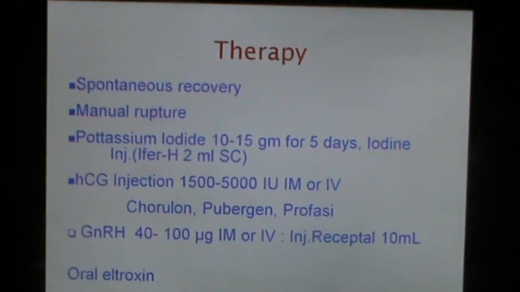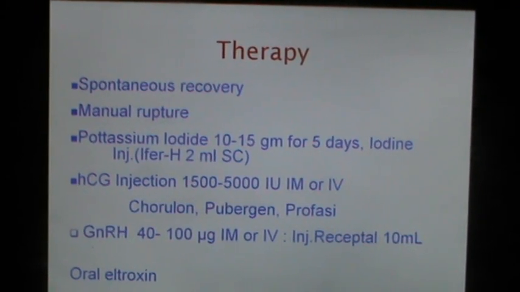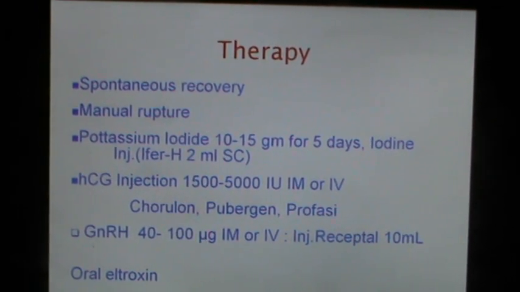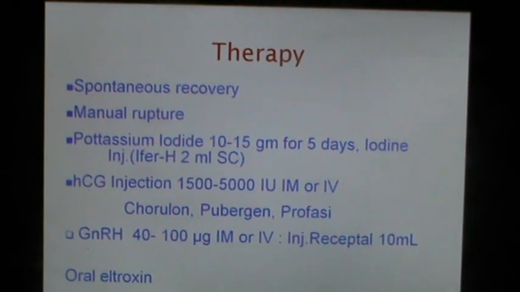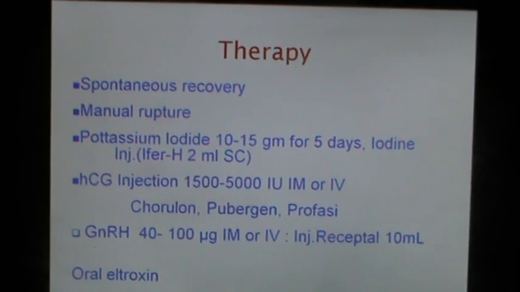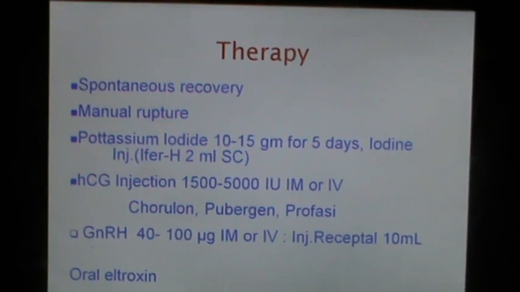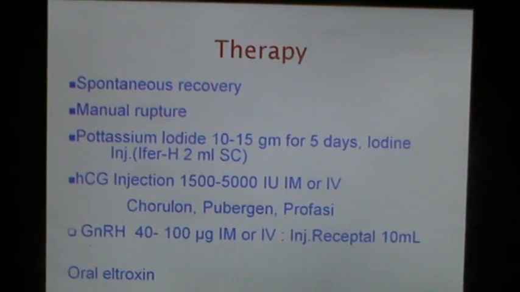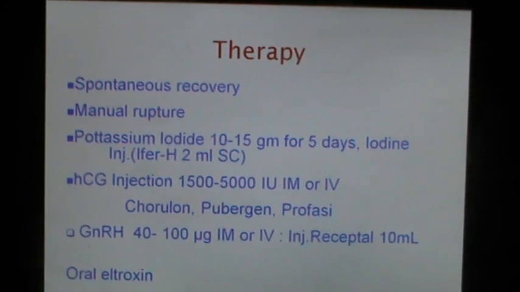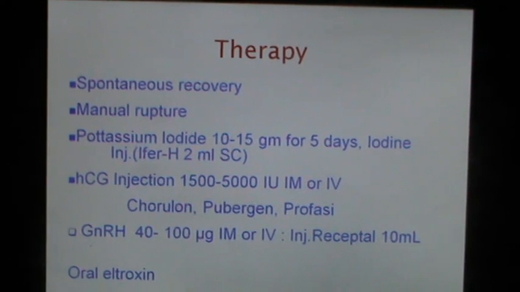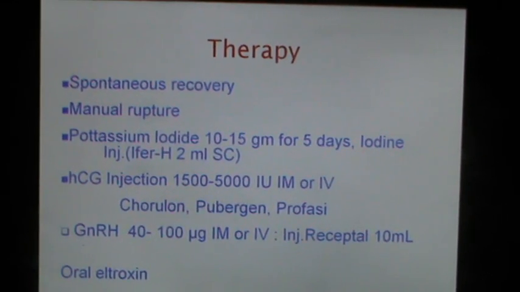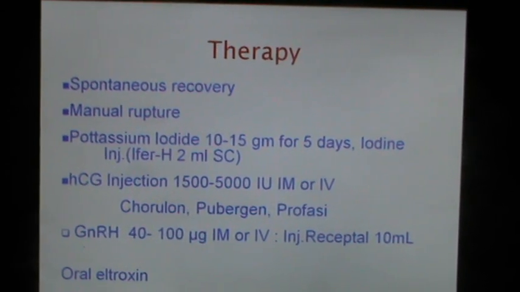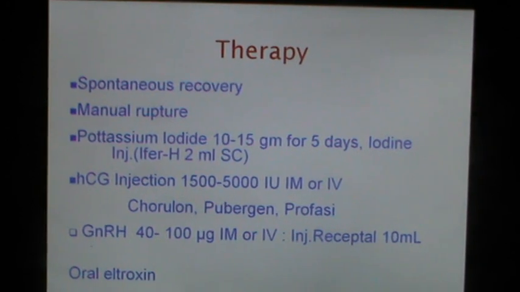Then GnRH is the method of choice, the treatment of choice, 40 to 100 microgram administered intramuscular or intravenous. More recently, the administration of GnRH followed by administration of a prostaglandin 7 to 10 days later has been suggested. The administration of GnRH or an HCG results in the luteinization of the cyst, and the luteal tissue can then be resolved by administration of the prostaglandin 7 to 10 days later.